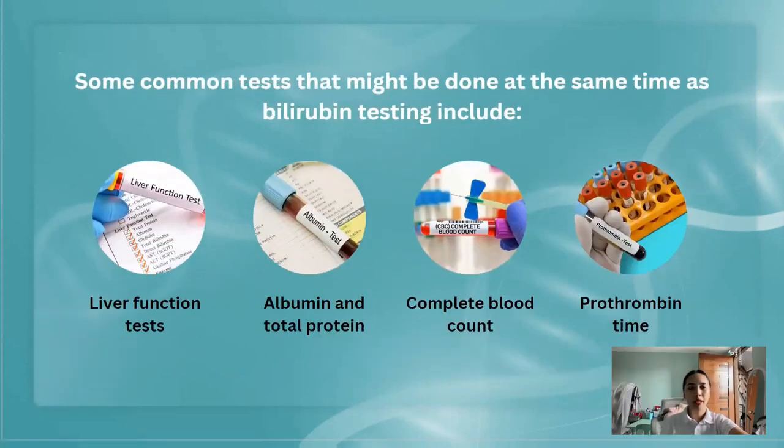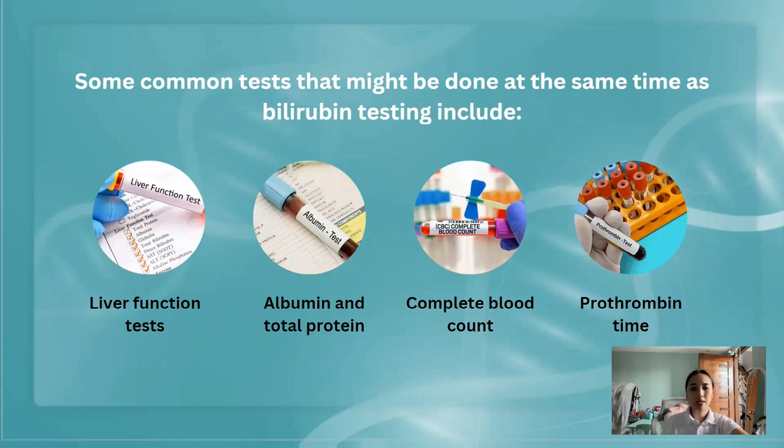Some common tests that might be done at the same time as bilirubin testing include: first, the liver function test, a blood test that measures certain enzymes or proteins in your blood. Second, albumin and total protein. This is the level of albumin, a protein made by the liver. A total protein shows how well your liver is making certain proteins. These proteins are necessary for your body to fight infections and perform other functions. Third is the complete blood count.